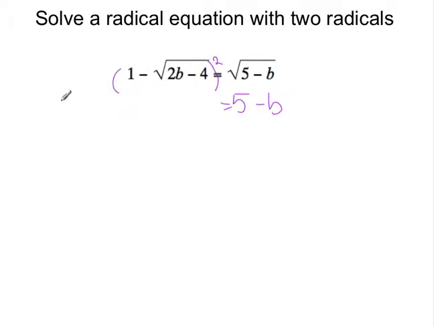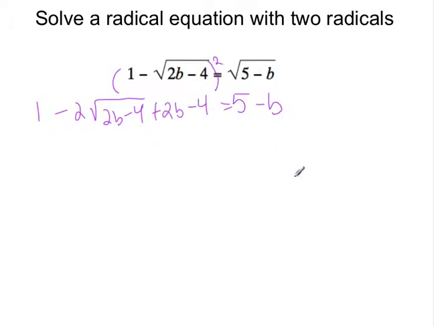That's going to be equal to this quantity squared. And we need to FOIL that out. And what we will get is 1 minus 2 times the quantity of the square root of 2b minus 4. My last term then will be the square root of 2b minus 4 squared, which is just 2b minus 4. So I have plus 2b minus 4 here at the end.